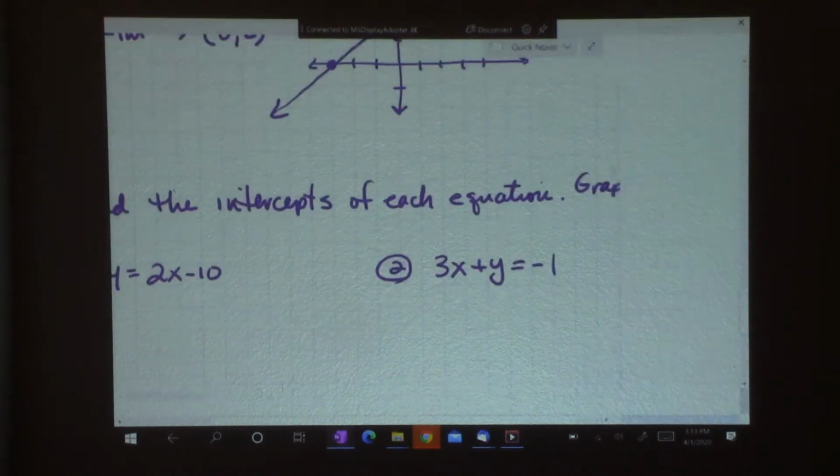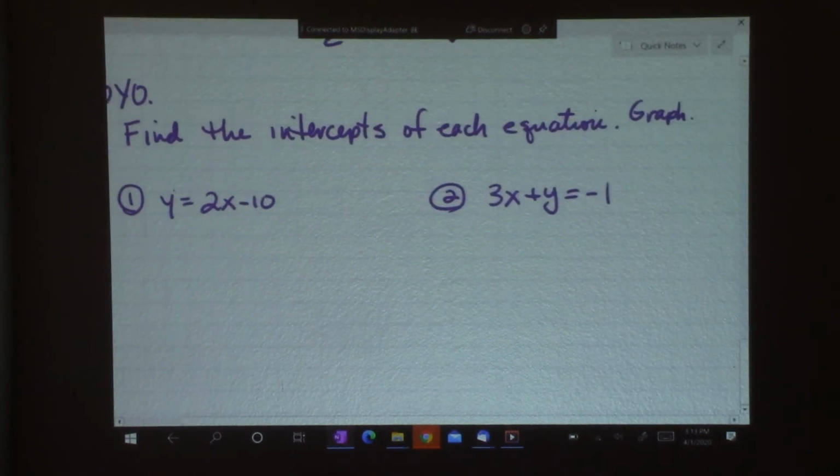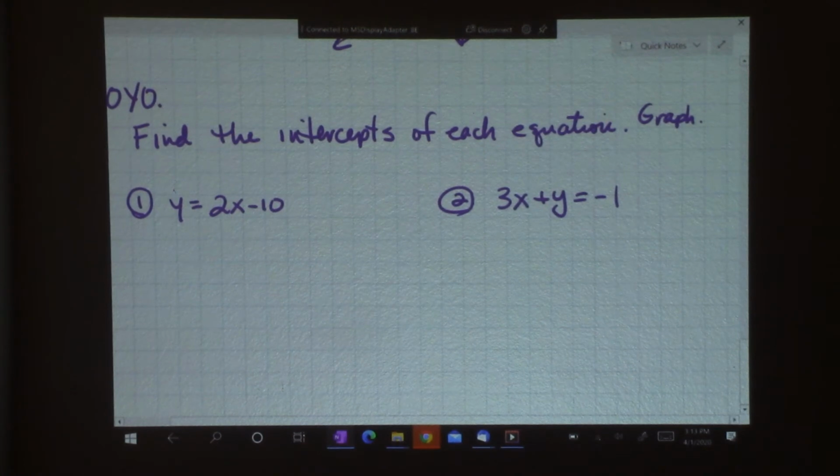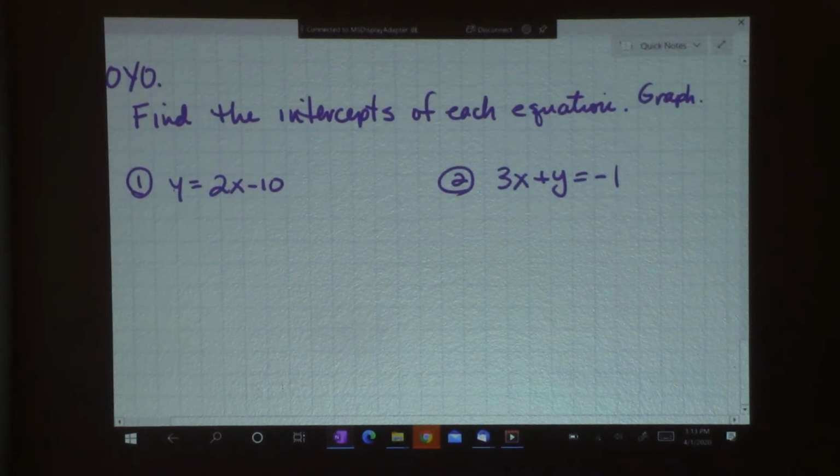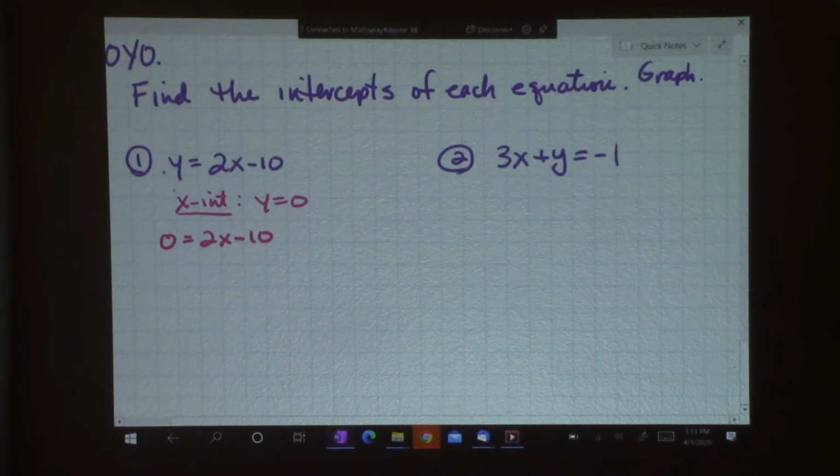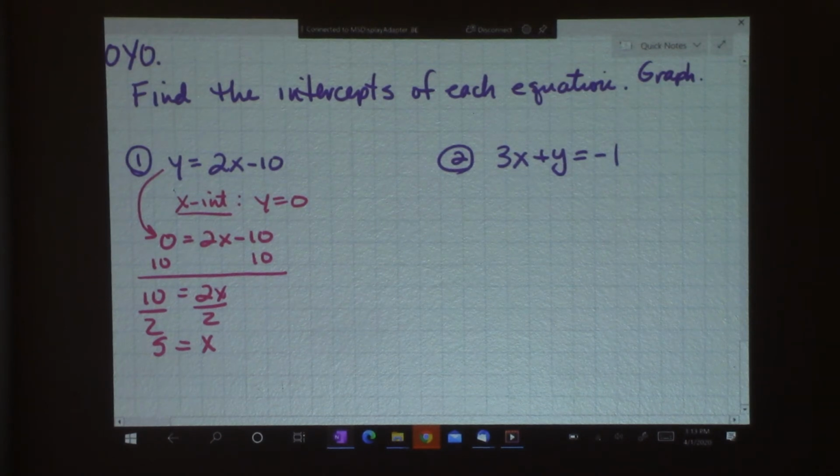I'm going to change colors. All right, so let's find our x and y intercepts. So the x-intercept is where y equals 0. So I have 0 equals 2x minus 10. I took the y out and put 0 in. And so now I'm going to solve for x. And what do I get? I hope you're checking your work. I get x equals 5. So my x-intercept is 5, 0.